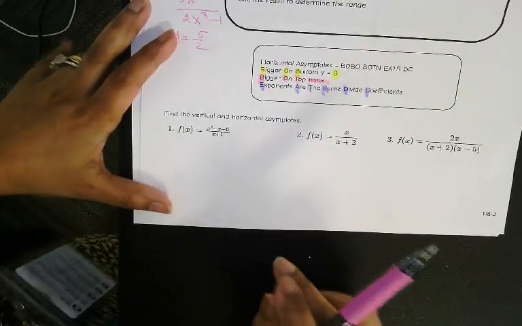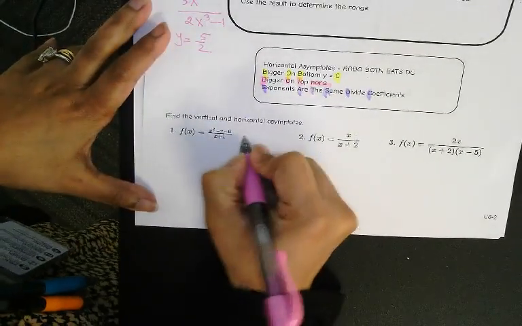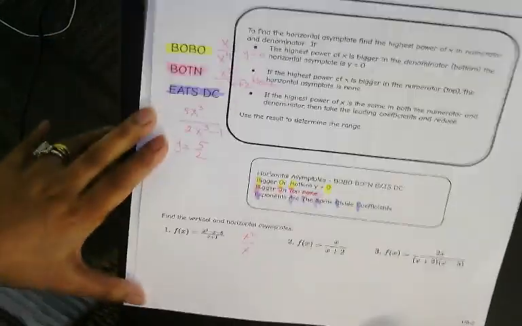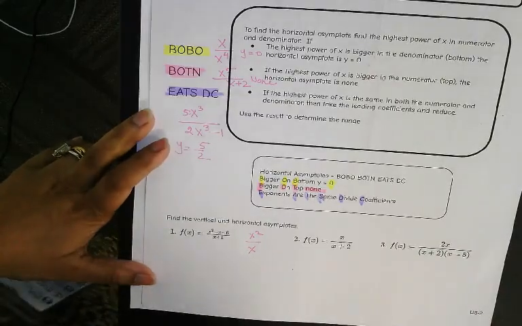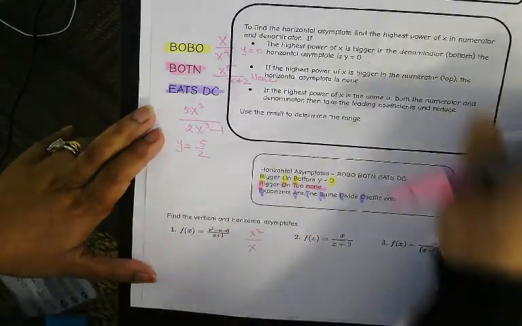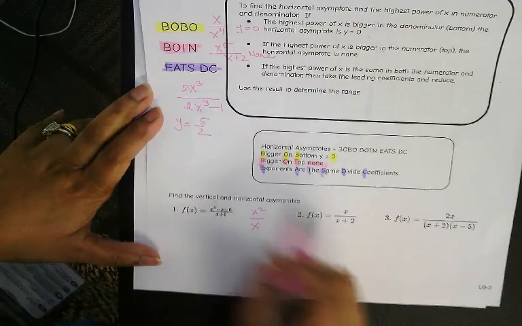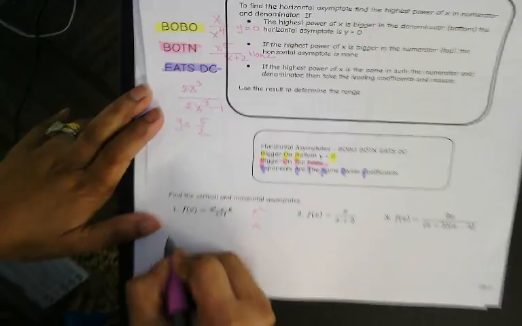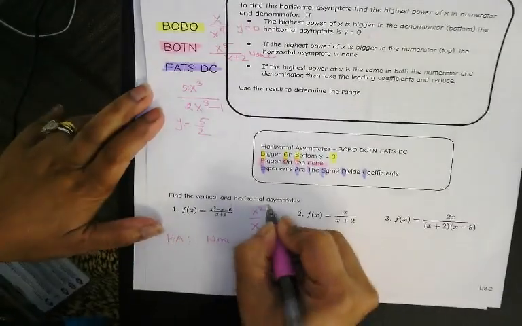Let's work on this one. Look at number 1. Okay, now tell me, leading coefficients are what? X squared over x. So which one is it, the first one, second one, third one? BOBO, BOTN, or it's DC? Which one? The second one. Bigger on the top. So what does it mean? What will be my horizontal asymptote? None. Perfect.